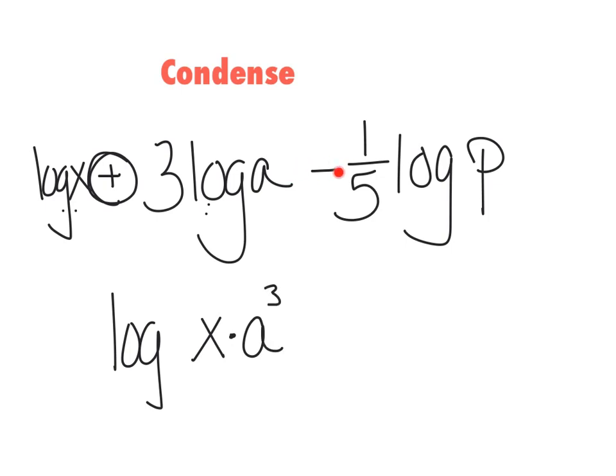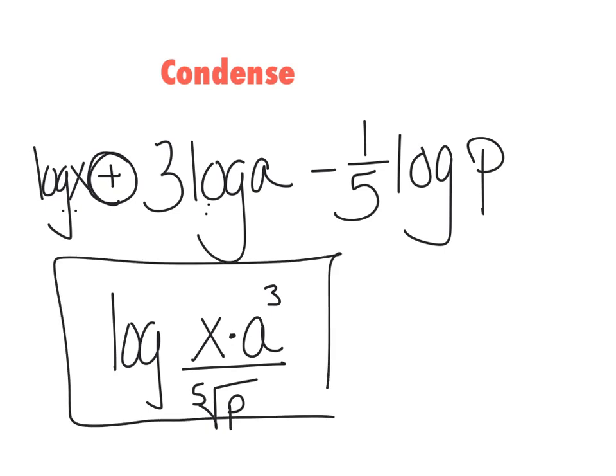My subtraction means these logs were being divided, so divided by. Again, when this 1/5 is in front, it means it came from the exponent. And instead of saying p to the 1/5, we're going to call that the 5th root of p. So I went from an expansion to one condense. And when you condense, maybe make a note to yourself, you only want to have one log in that final answer. All these logs just come into one.